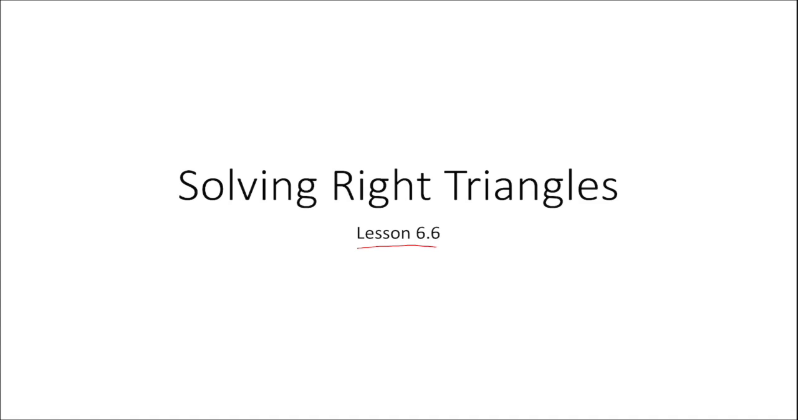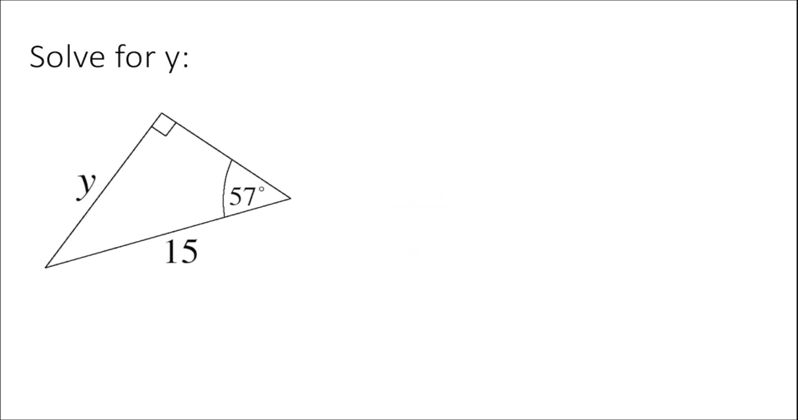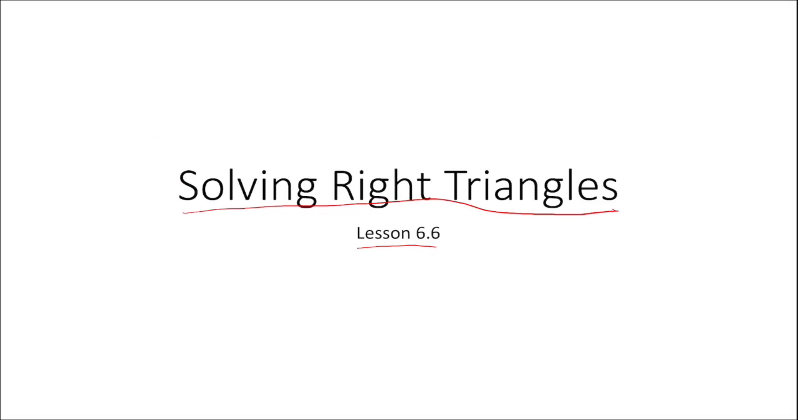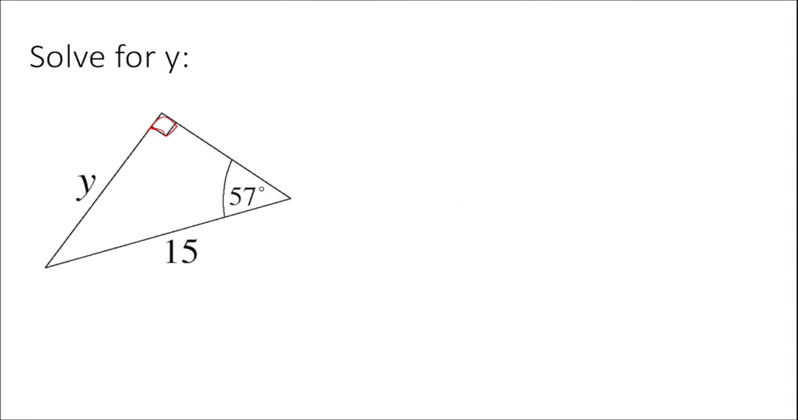So, lesson 6.6, solving right triangles. This is basically an amalgamation of the last three units: the sine ratio, cosine ratio, and tan ratio. You're presented with a question. Solve for y. And it's a right angle triangle, by the way. Of course, this is all about right triangles.